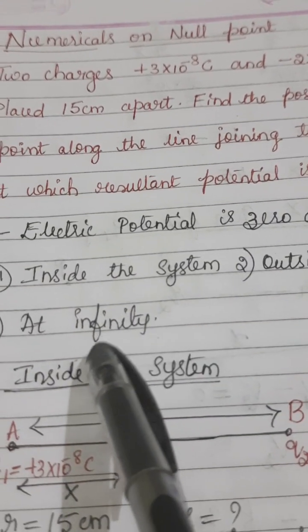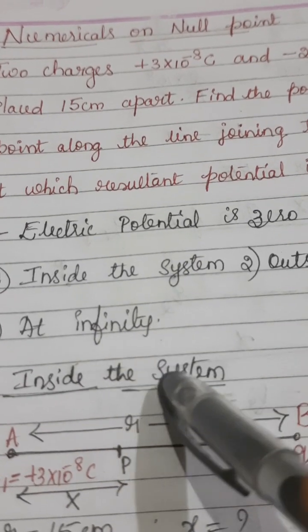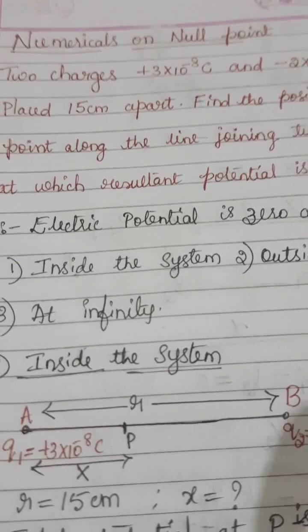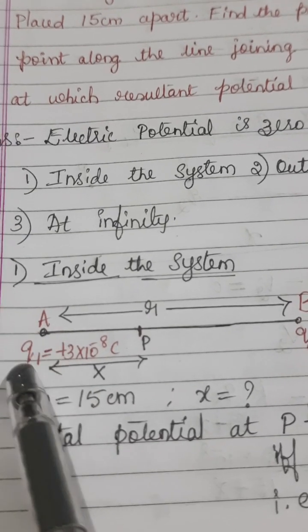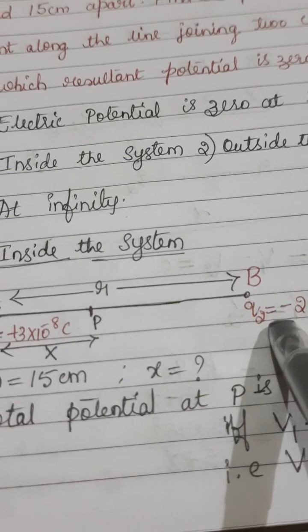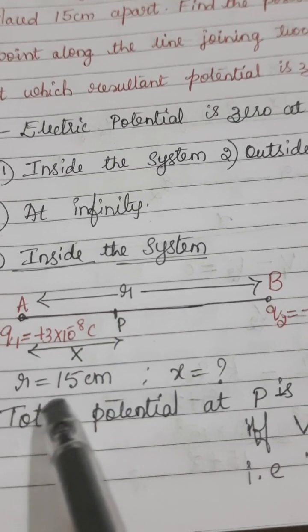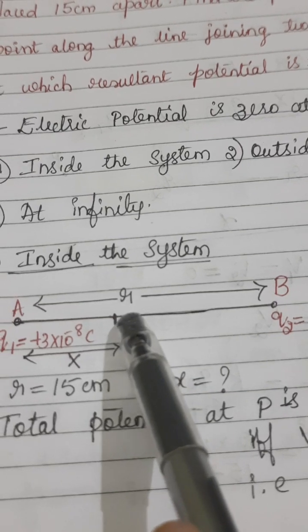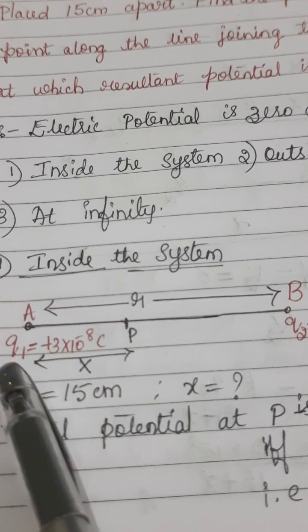Most of the time this question is asked for 5 marks, but this can also be asked in competitive exams, so you can easily solve this. So if the point is inside the system, then how to solve? Let us consider at A, Q1 is placed and at B, Q2 is placed. They are separated by distance R. R is 15 centimeter. So I'll place null point somewhere here. I don't know what is the position, so let it be at a distance x from Q1.